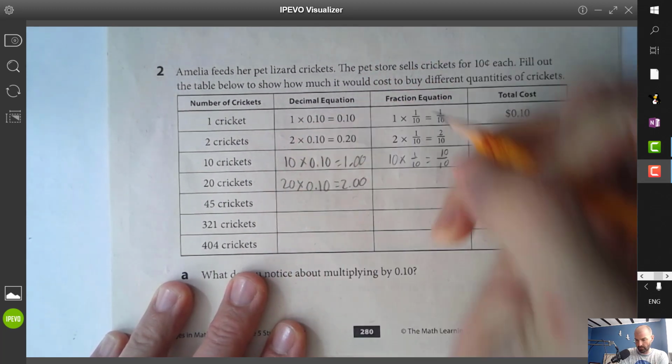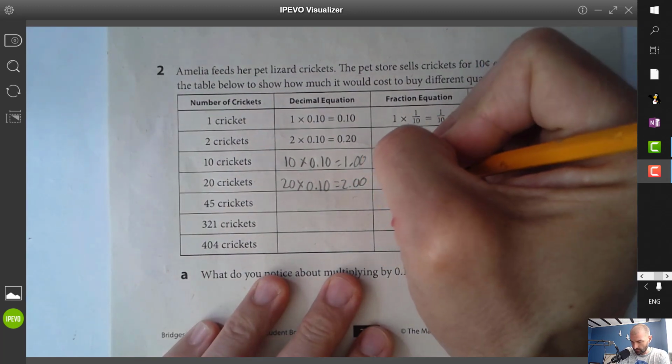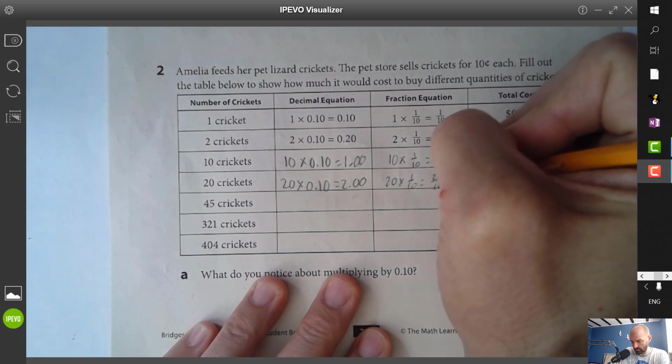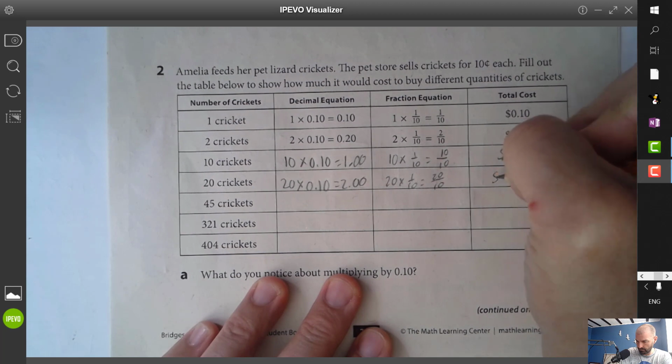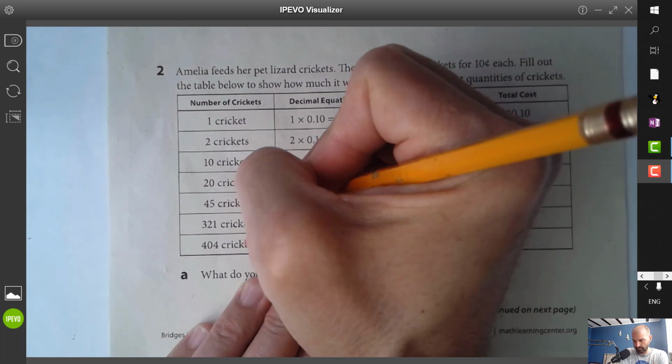Both because the math works and because we're just shifting those digits one space to the right. We have 20 times 1/10, which gives us 20 tenths, which again is 2, because there are 2 groups of 10 in there. That's $2.